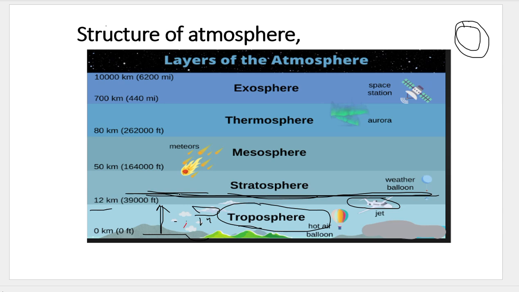Within the stratosphere, there is one layer in the lower part. That layer is called the ozone layer. What is the function of the ozone layer? It protects us from harmful UV rays.